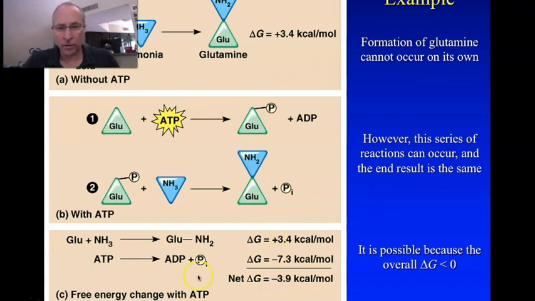Now, is this spontaneous or not? Well, delta G is negative, so it's spontaneous, it's exergonic, and can occur. So this is something that can occur, and therefore your body can actually use that in this universe to create glutamine, and that's exactly how it does it.